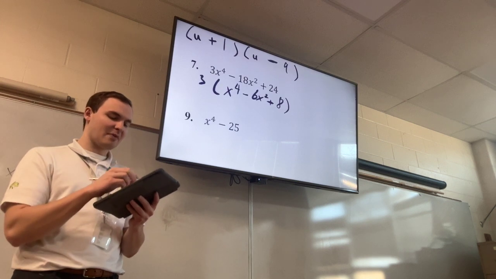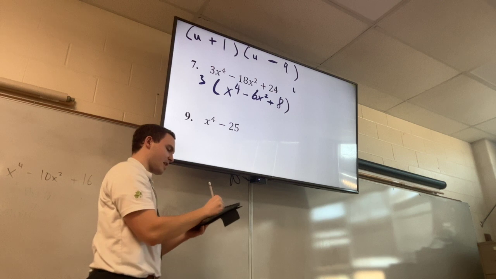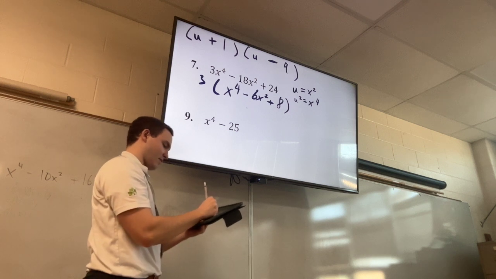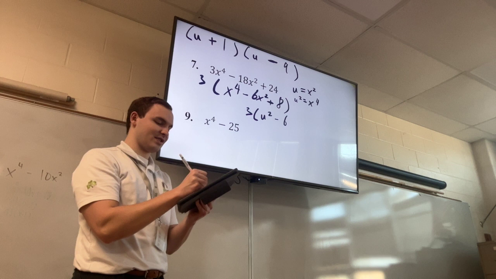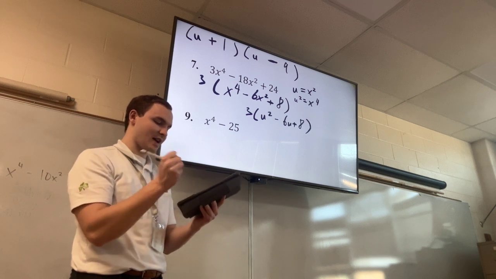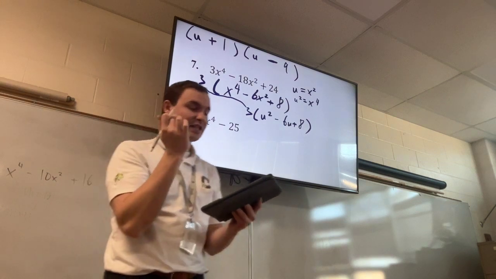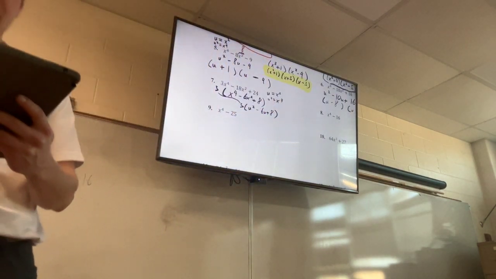So let's make a u sub. There's an x to the fourth in there, so let's make a u sub so we can make it into something squared. So u equals x squared, then u squared equals x to the fourth. All right, 3 times u squared minus 6u plus 8. Don't forget to keep pulling this 3 down. A lot of people forgot to keep pulling the 3 down and they got points off. It's half a point off when you do that.